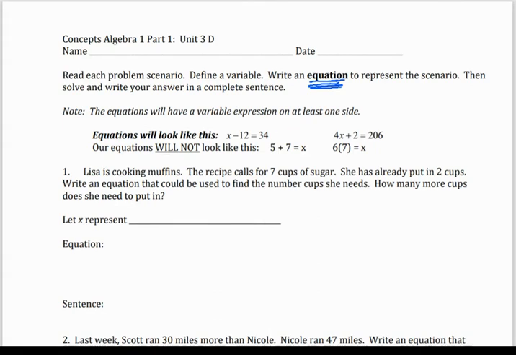So our first scenario says, Lisa is cooking muffins. The recipe calls for 7 cups of sugar. She already had put in 2 cups. Write an equation that could be used to find the number of cups she needs. How many more cups does she actually need to put in? 5. So, great, you found that quickly.